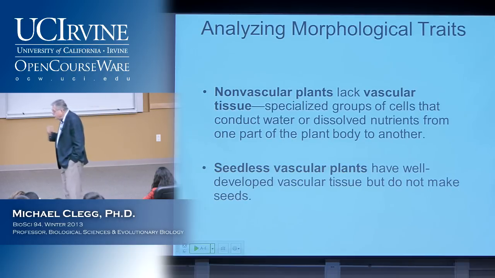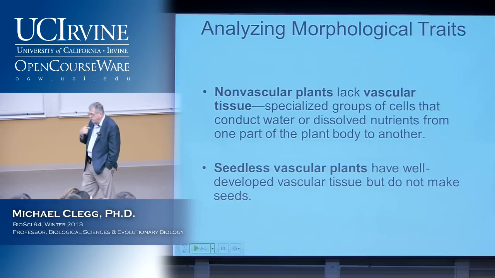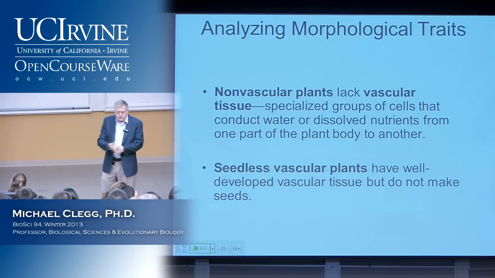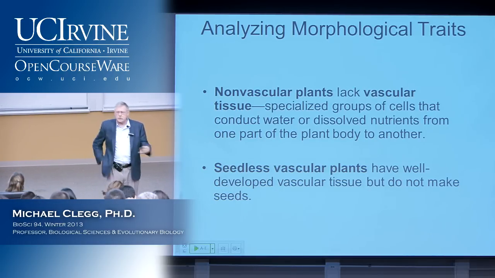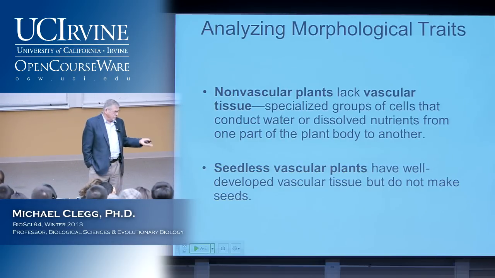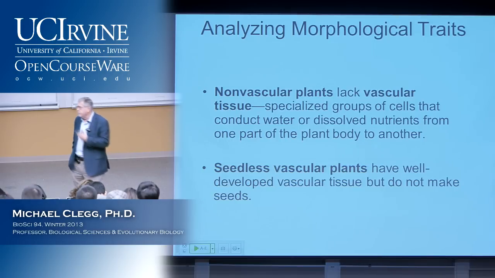Now, as we look at morphological traits in this sequence of the evolution of plants, we're going to look at structures that are really key. And one of the key structures is the evolution of vascular tissue in plants. Vascular tissue conducts water and nutrients within a plant.